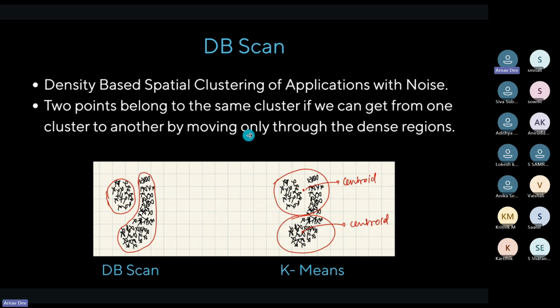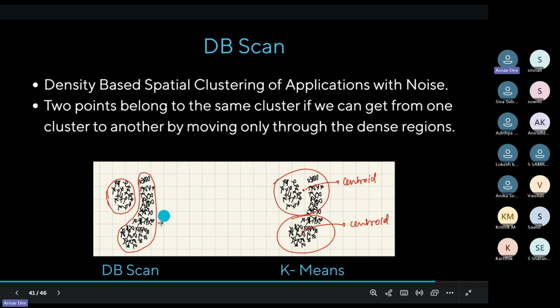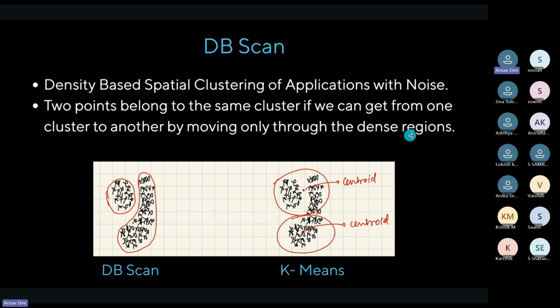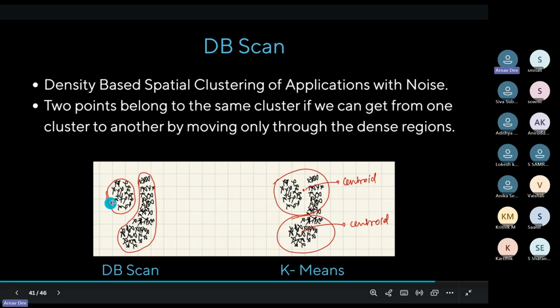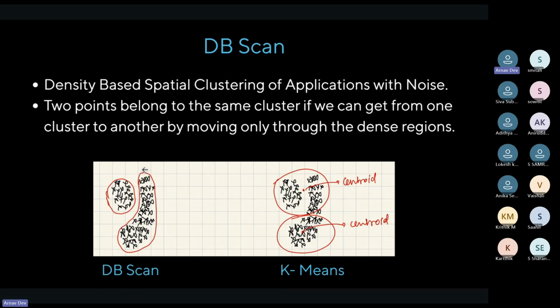In that, two points belong to the same cluster if you can move from one point to another through dense regions. In this case, suppose this was a data set given to us. If you use k-means, you can get 2 different centroids like this and 2 different clusters like this. But if you use DBSCAN, this whole would be one cluster, because you can move from one point to another point through a dense region. So this is the difference between k-means and DBSCAN. This algorithm also helps us capture different shapes of clusters, and not just circular in the case of k-means.